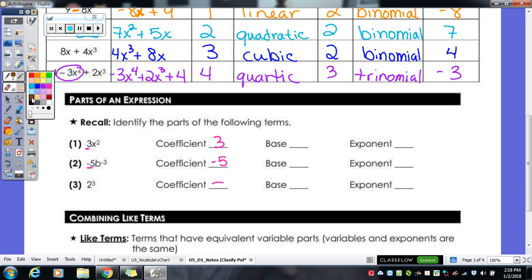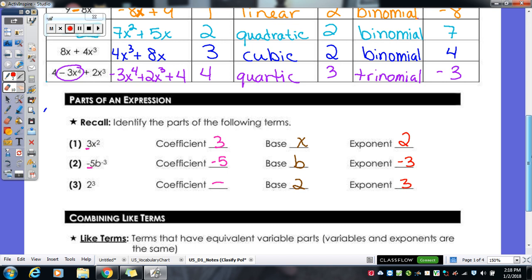All right, so your base is whatever has the exponent attached to it. So our base in the first one would be x. Our base in the second one. And then in the third one, your base is the 2 because the 2 has the exponent on it. And so then our exponents, what is our exponent in the first one? 2. Second one? Last one? 3. So those are our different parts.